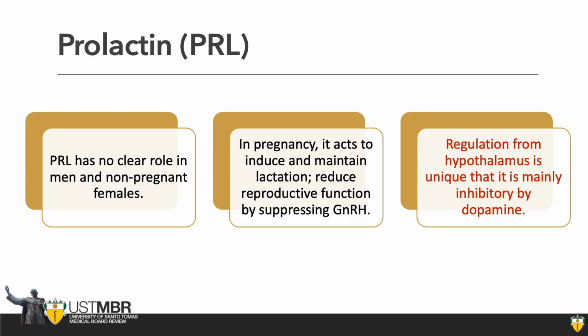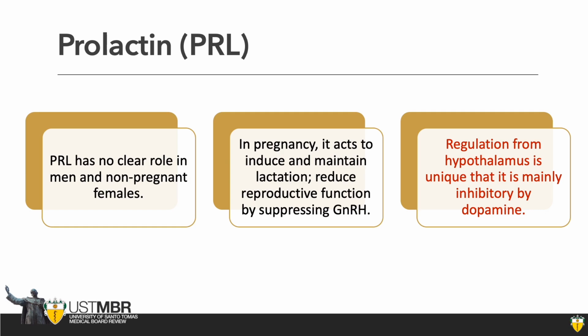So prolactin, generally no clear role for men or non-pregnant females. It's primarily for lactation. So in pregnancy, it acts to induce and maintain lactation, and reduce reproductive function by suppressing GnRH. One of the reasons why women stop menstruating during pregnancy is because of the increase in prolactin shutting down your GnRH. And the regulation from the hypothalamus is unique, in that it's mainly inhibitory, by dopamine.